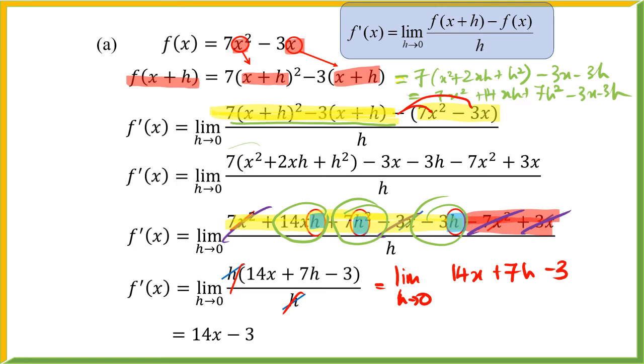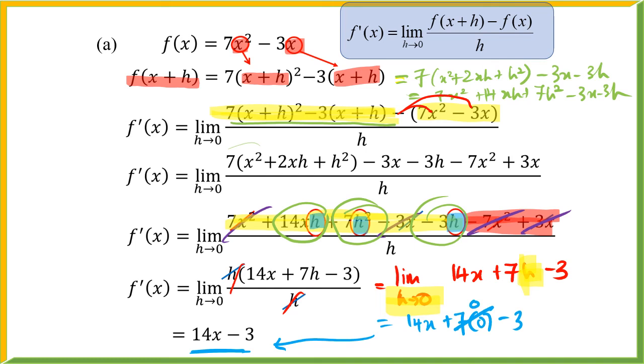So to find the limit, what do we need to do? We just replace the h by 0. Since h approaches 0, this h will be 0. So we write down 14x plus 7 times 0 minus 3. This one will be 0, so directly we get the answer 14x minus 3. Please copy the additional step here because it will help you understand why we have that.